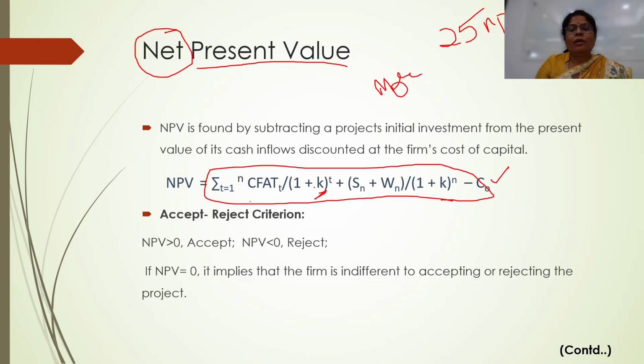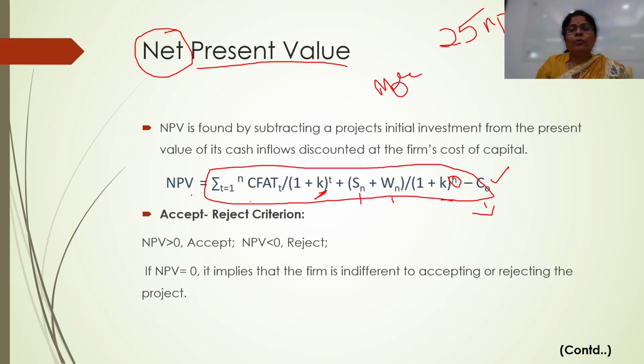If at all any salvage value and working capital is given, these also will be discounted at the same rate in the nth year, and then the total will be taken together. We deduct the cash outlay from it. Whatever amount we get, we call that the net present value, right?